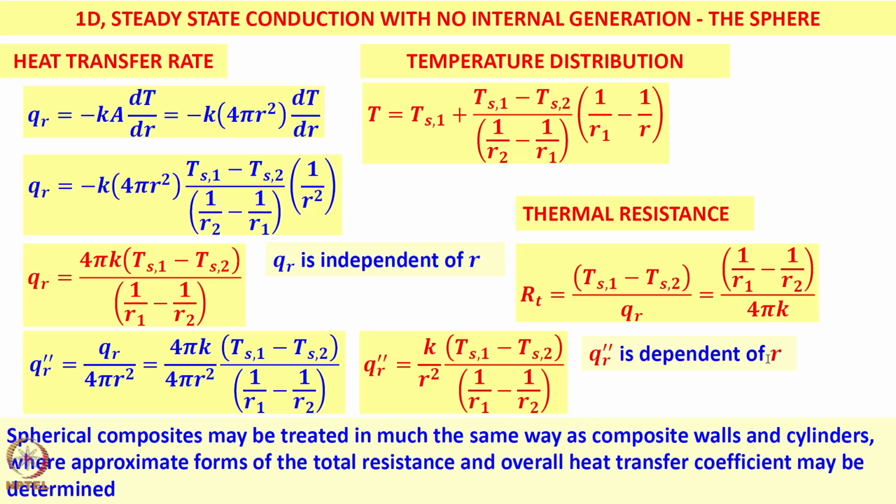Again, just as we did in the cylinder, we are going to write the expression for the heat transfer rate. Q is minus k A dT by dr. For the surface area of a sphere, we have A is 4 pi r squared.